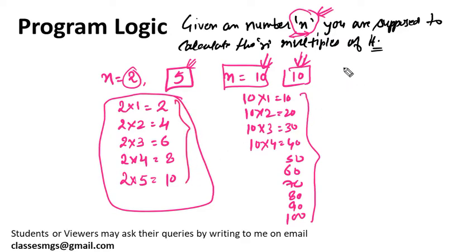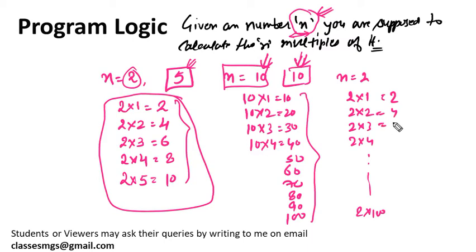Let's suppose he wants to print the 100 multiples of 2, then you need to do 2 into 1, 2 into 2, 2 into 3, 2 into 4, and so on up to 2 into 100. So this way you need to print all the multiples of this particular number, that is 200. For that purpose you need to write a Python program. It is a very easy problem.